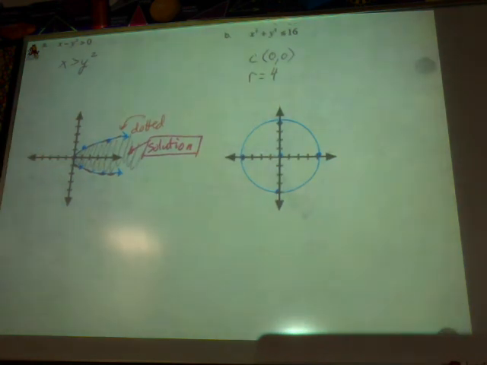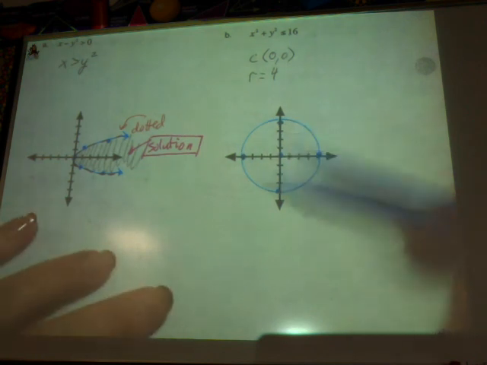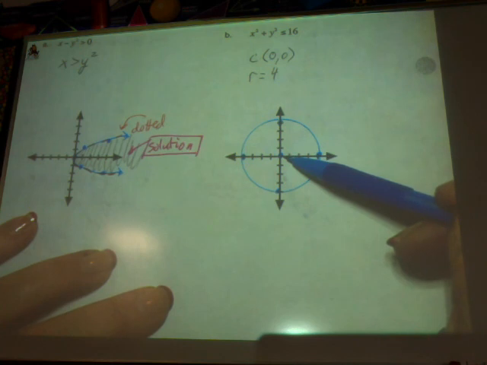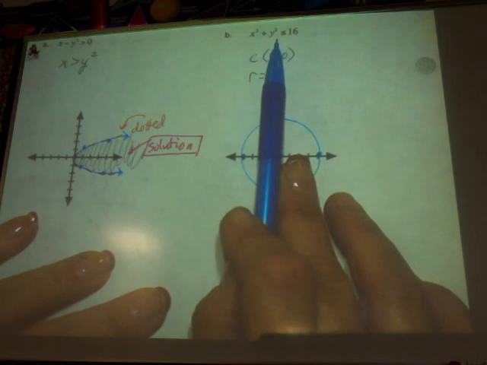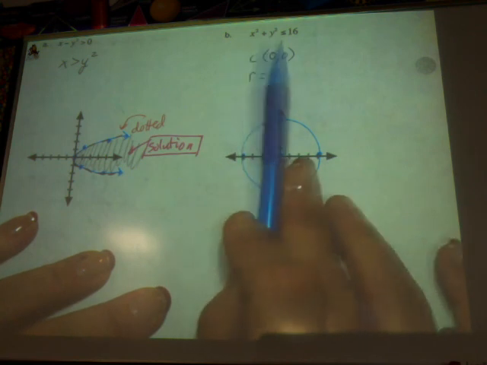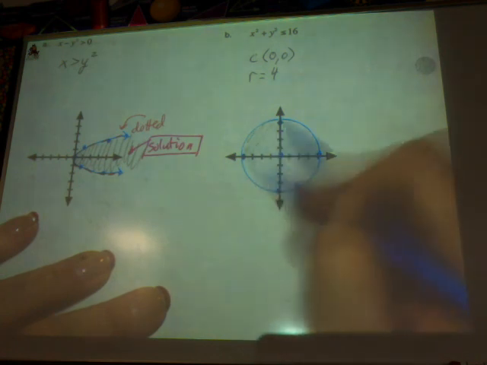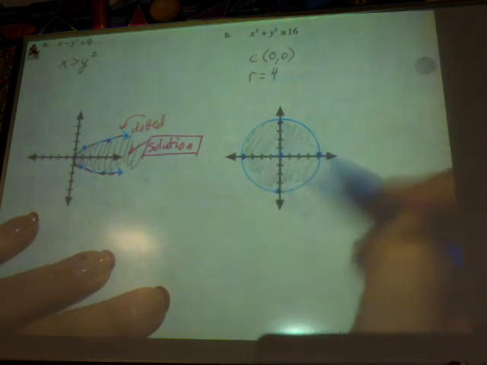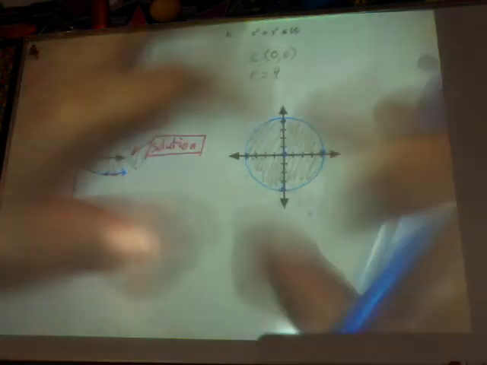All right, so this one says less than. What do you think less than is going to be? It's going to be inside, but if you're not sure, isn't 0, 0 a great checkpoint? Right? Put 0 here and 0 here. That'll give you 0 on the left, won't it? Is 0 less than or equal to 16 true or false? It's true. So that means only the inside of the circle. Now, if it were greater than or equal to 16, you would have shaded outside the circle.